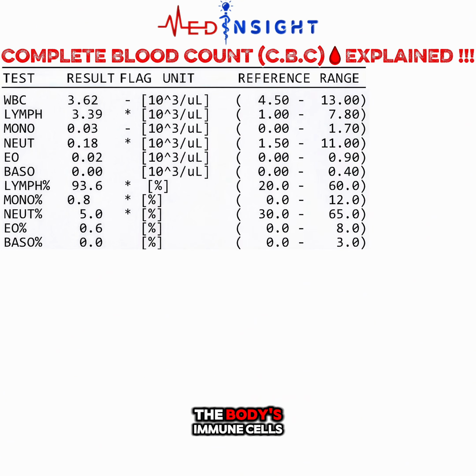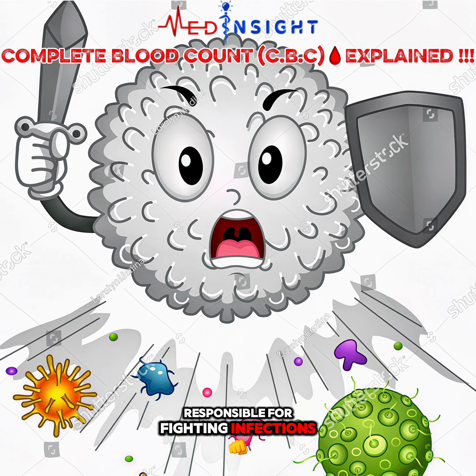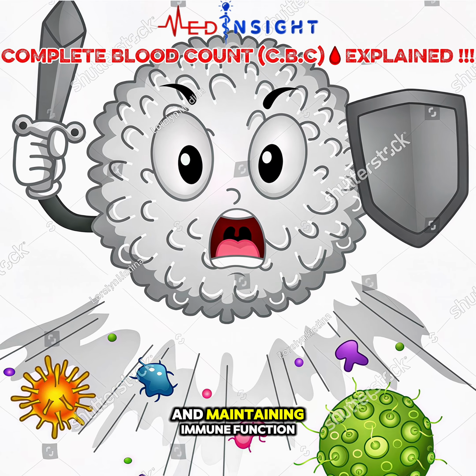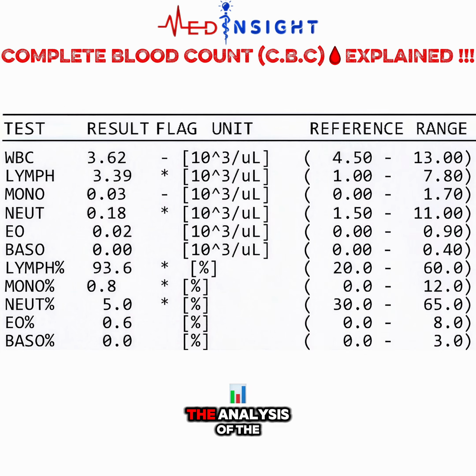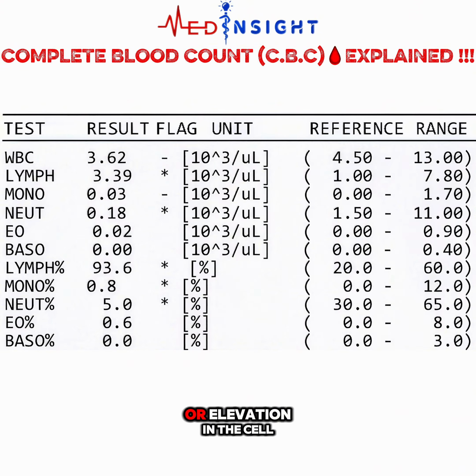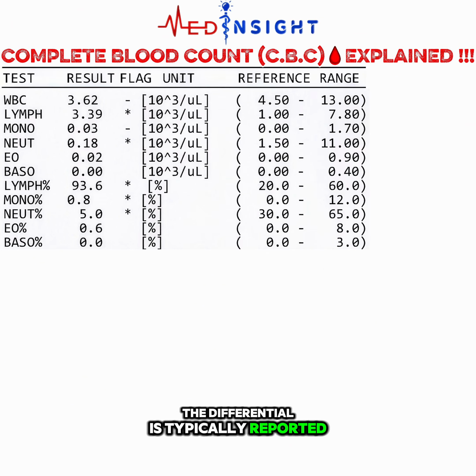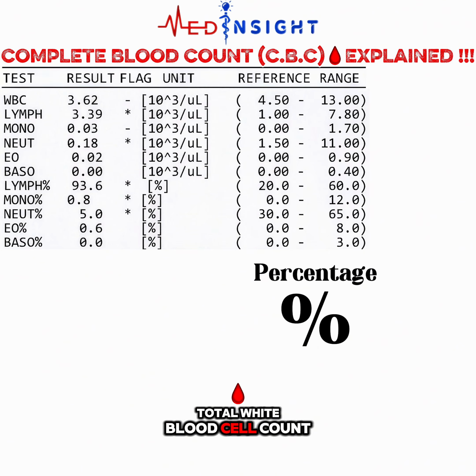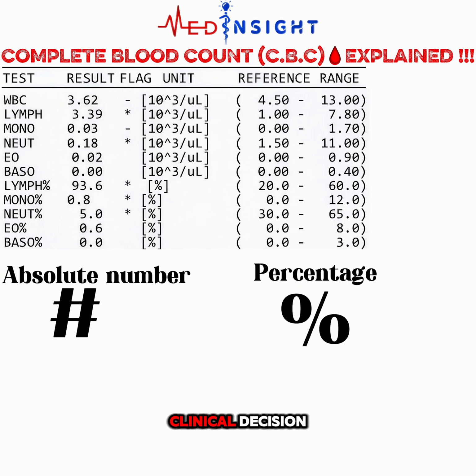White blood cells are the body's immune cells responsible for fighting infections, responding to inflammation, and maintaining immune function. In clinical practice, the analysis of the total white blood cell count should always be done in conjunction with the differential count of the cell types. The specific reduction or elevation in the cell type counts provides important clues to identify the underlying cause. The differential is typically reported as both a percentage of the total white blood cell count and an absolute number. Clinical decisions should always be based on the absolute count, as the percentage can be misleading if the total white blood cell count is significantly high or low.